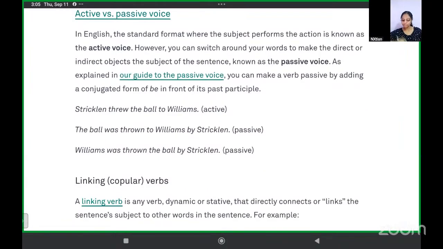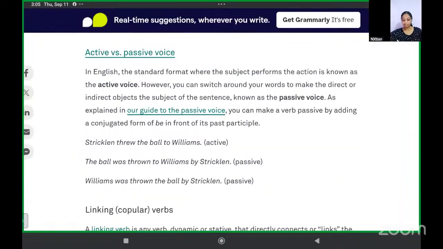Then, Williams was thrown the ball by Strickland. Okay. This is adding a conjugated form of be in front of its past participle. The last one is also passive, because the subject is not coming at the start, but towards the end. So this version is also another passive version, but what's mostly used in passive is the second one: The ball was thrown to Williams by Strickland. When it is active, Strickland threw the ball to Williams. Okay, active and passive voice.